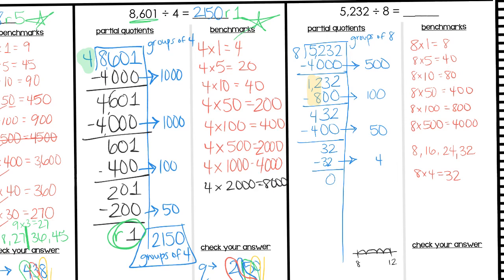So if I total these up, I have 500, 600, 650, 654 groups of 8. And there is no remainder, so we don't need to write that. Our answer is 654. Now, we are going to check that.